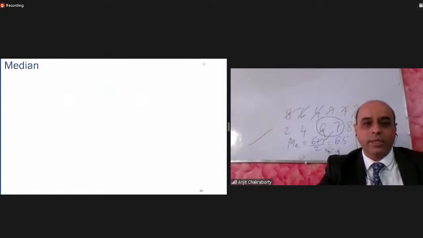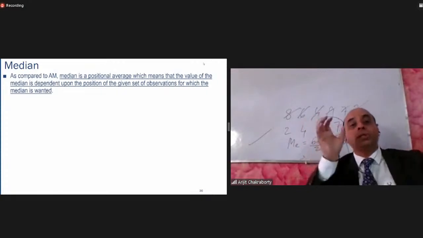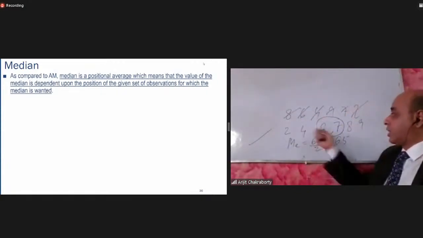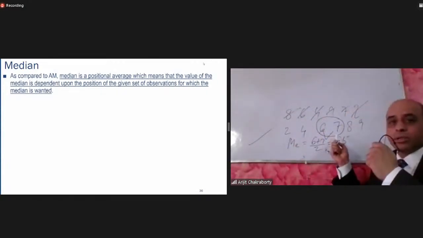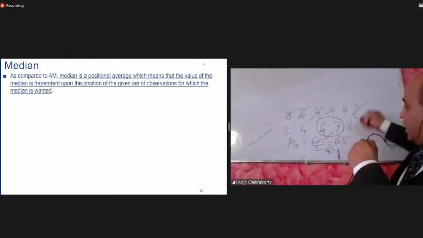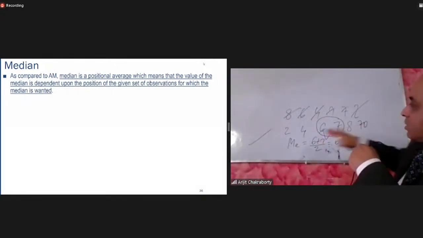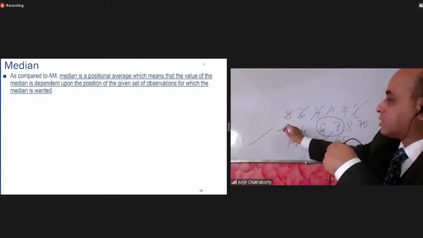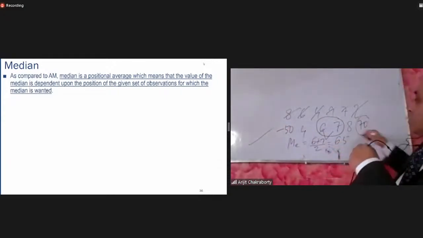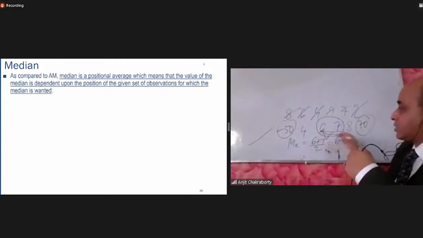Now, the next point is that median is a positional average. Please note, it is a positional average. It depends on the position. That means, please note a very important point: instead of 9, if I put 70 here, instead of 2, if I put minus 50, extreme scores, in spite of that, the median will remain the same.